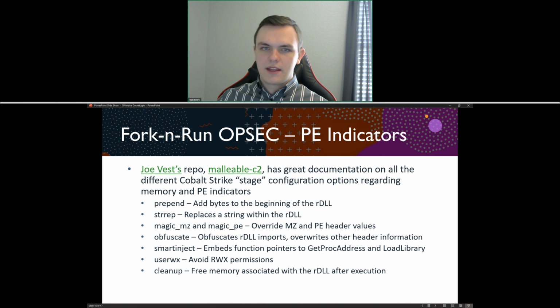So fortunately, there is a repository from Joe Vest who works at Cobalt Strike called Malleable C2, and he basically documents how all of the different options work in the profile. So he has example profiles with comments. And some of the options that I think are really important for obfuscating this reflective DLL. First of all, prepend, so you can add some random bytes to the beginning of your reflective DLL, which would ruin that signature tool that Dom Chell wrote if it was sort of looking for this, right?